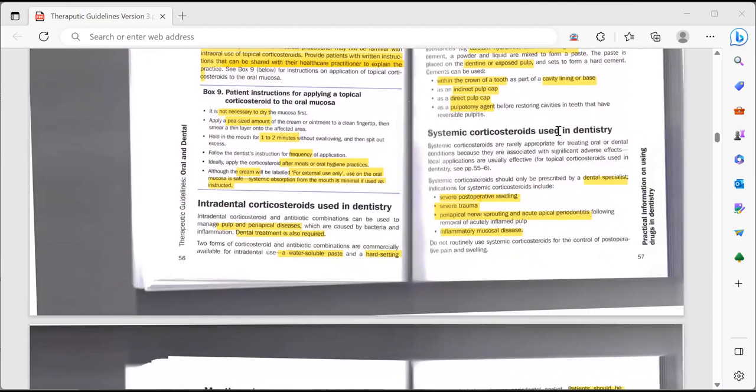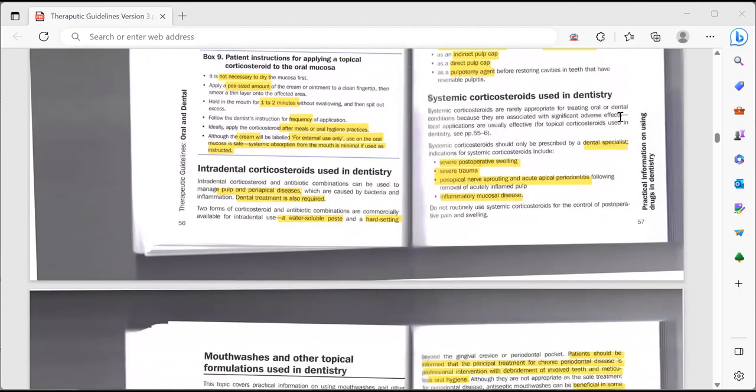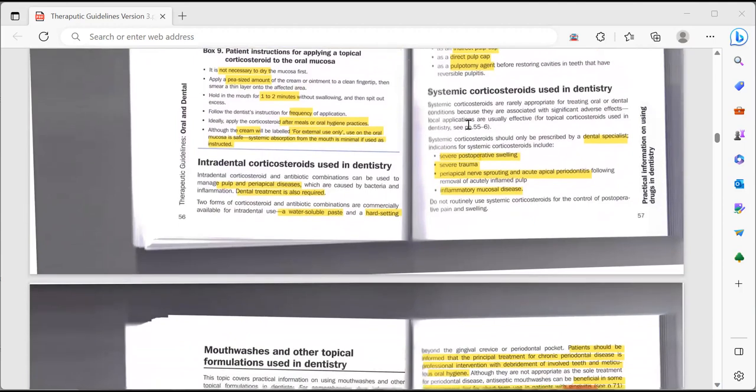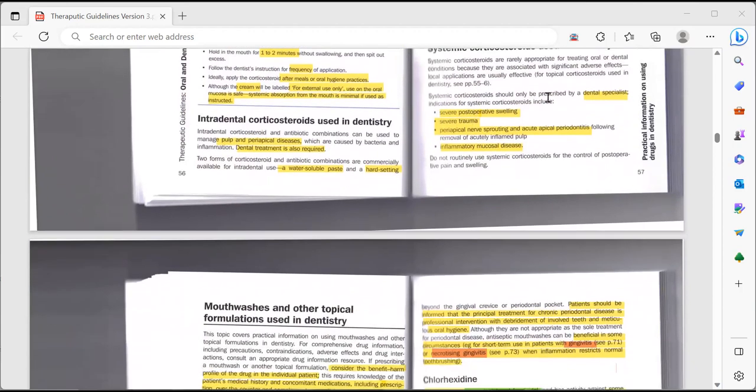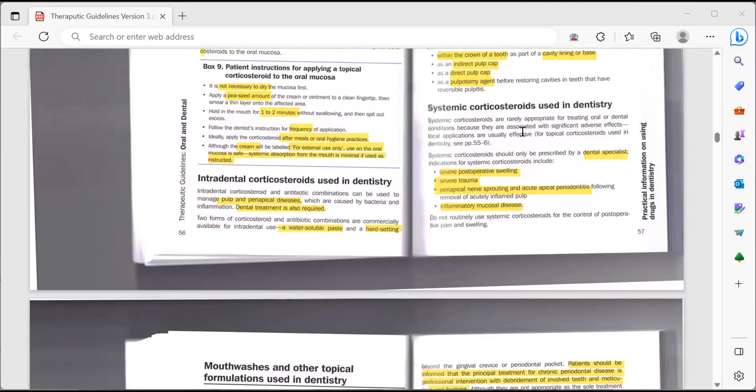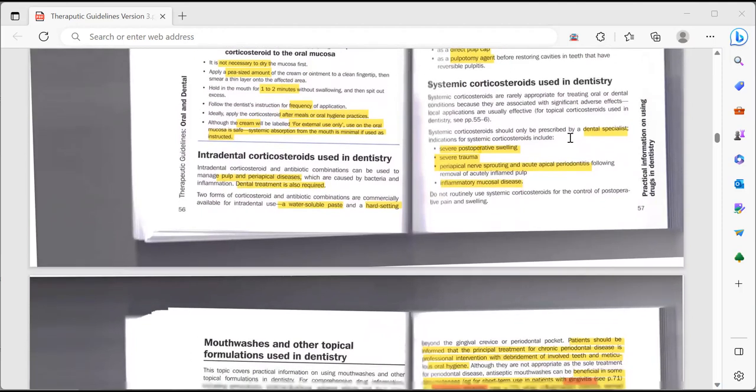Then systemic corticosteroids used in dentistry. Systemic corticosteroids are rarely appropriate for treating oral or dental conditions because they are associated with significant adverse effects. Okay, local applications are usually effective. Systemic corticosteroids should only be prescribed by a dental specialist. So you won't really be prescribing any systemic corticosteroid to the patient.